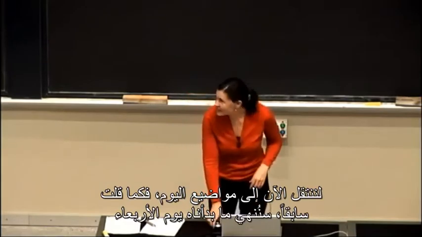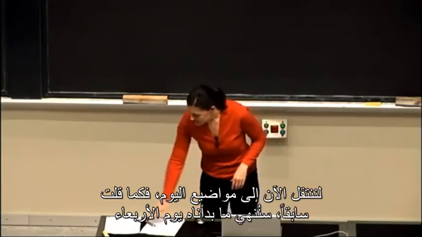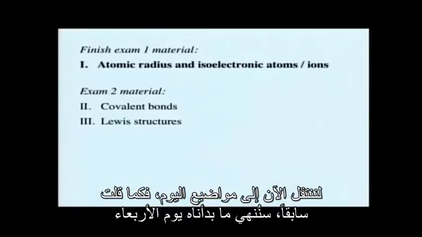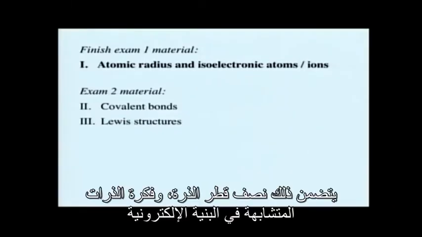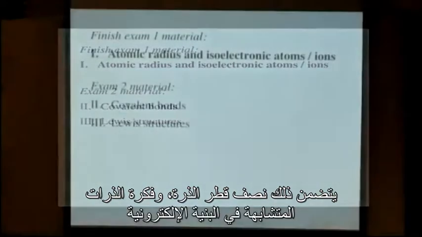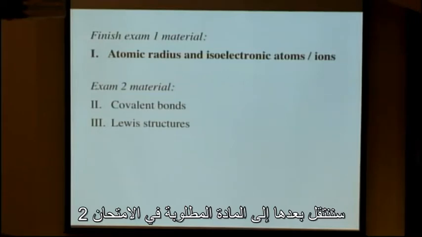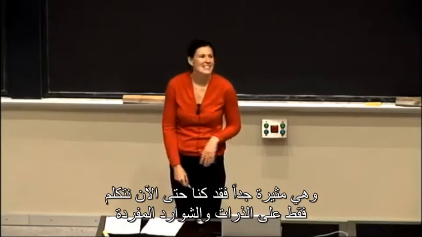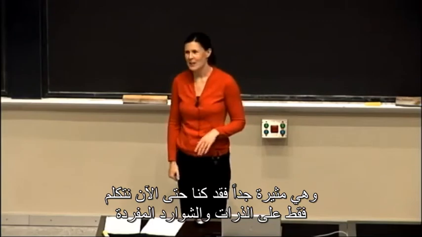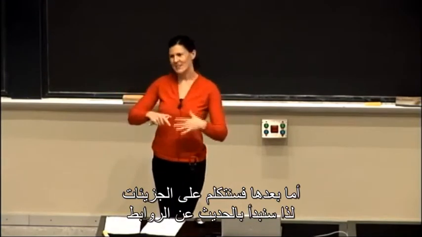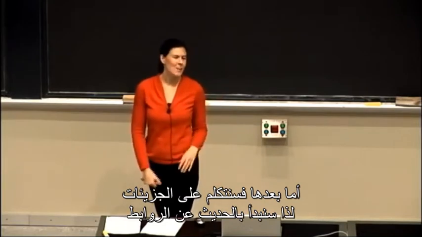All right, so let's move on to today's topics. As I said, we're finishing up with what we left off with yesterday, on Wednesday. This includes atomic radius and the idea of isoelectronic atoms. That's going to be the end of exam 1 material, and then we'll move on to exam 2 material, which is kind of exciting because we've been talking about just individual atoms and ions up to this point, and now we can talk about molecules. So we're going to start talking about bonding.